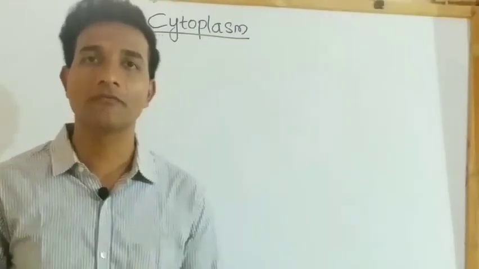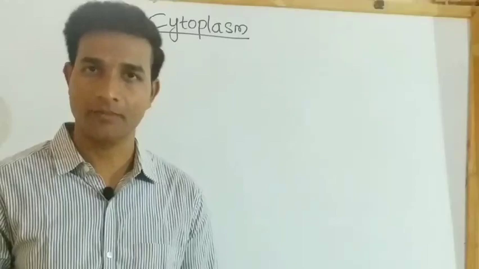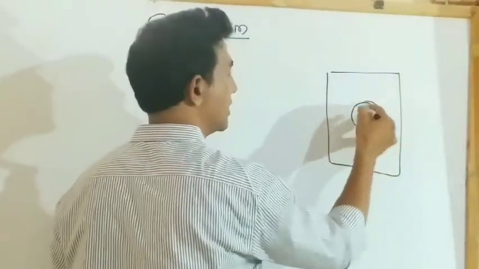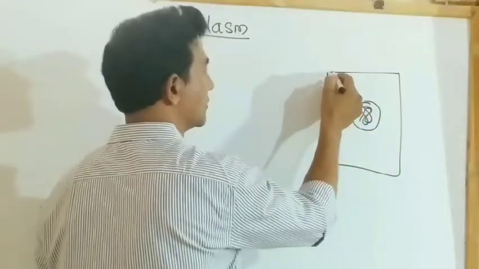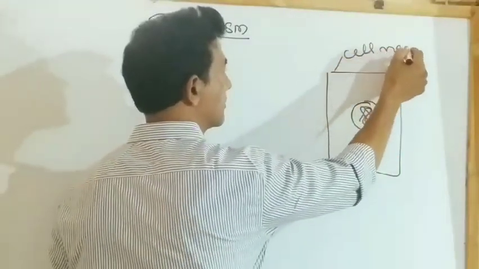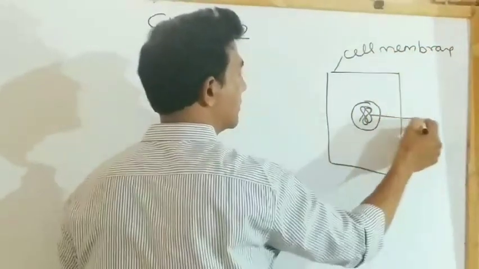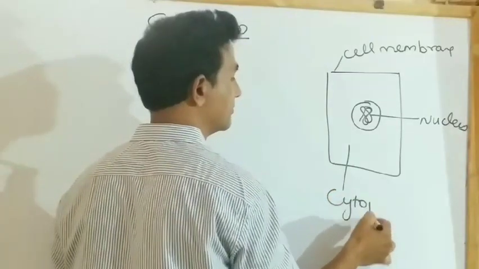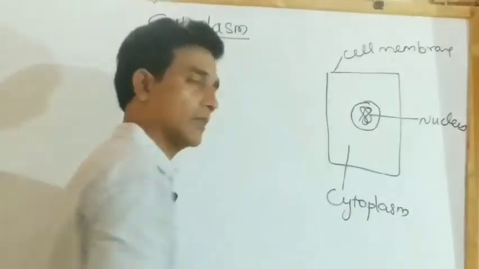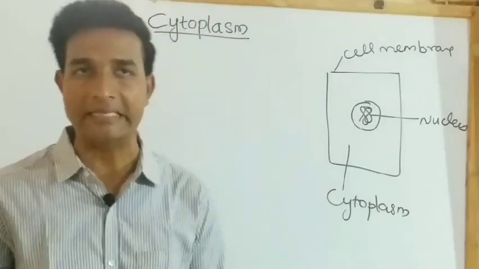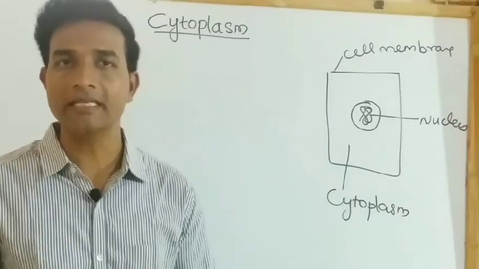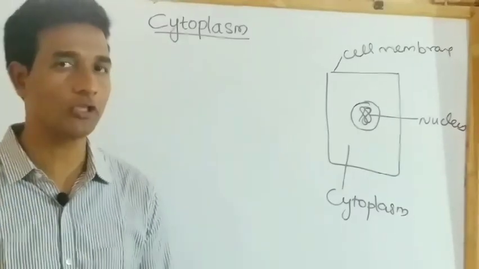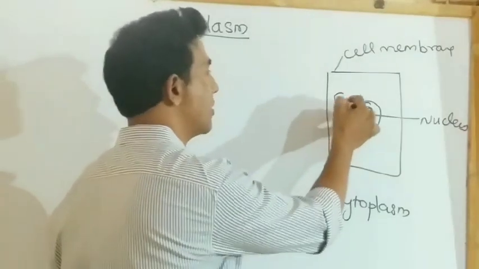The cytoplasm is the fluid content inside the plasma membrane. When you observe the cell, this is the nucleus. So this is the cell membrane, nucleus, and this is called the cytoplasm. So cytoplasm is a fluid content inside the plasma membrane. It also contains many specialized cell organelles which perform specific functions for the cell. So you can find cell organelles here.